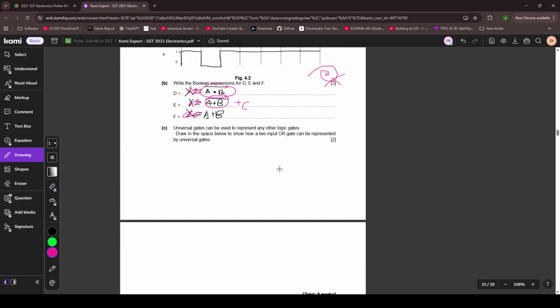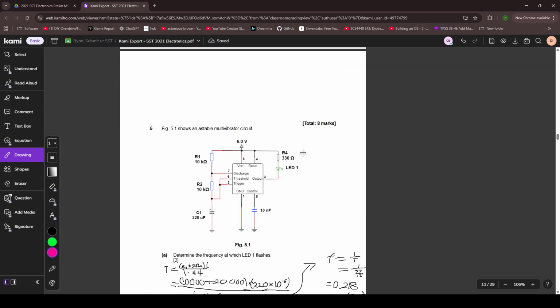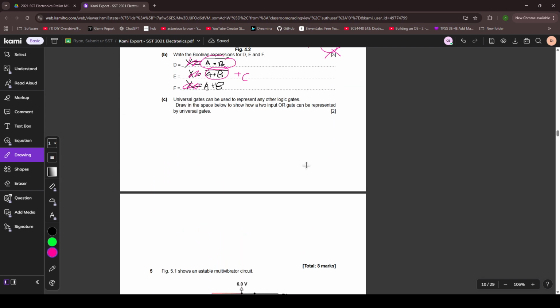Okay, universal gates can be used to represent any other logic gates. That's correct. My bad. Draw in the space below to show how a 2-input OR gate can be represented by universal gates. I think you just didn't do it.